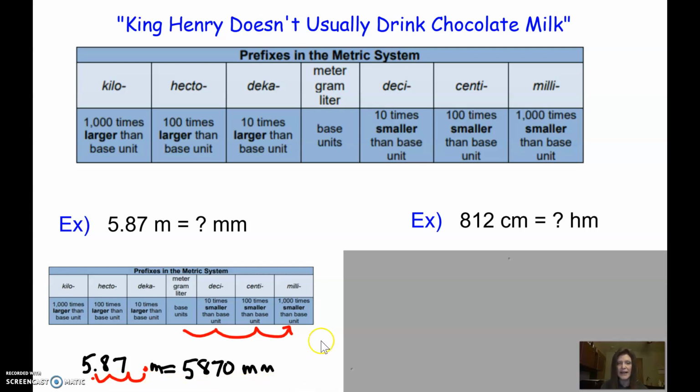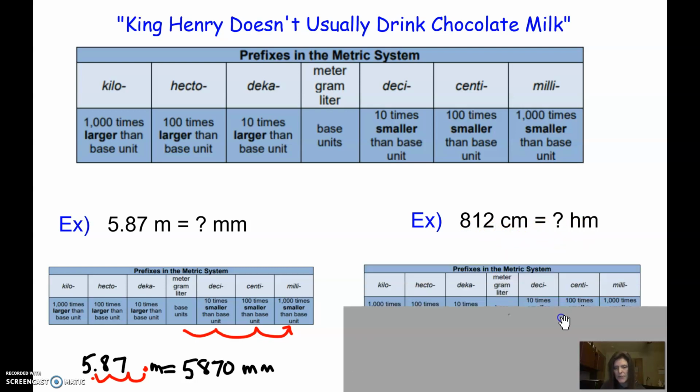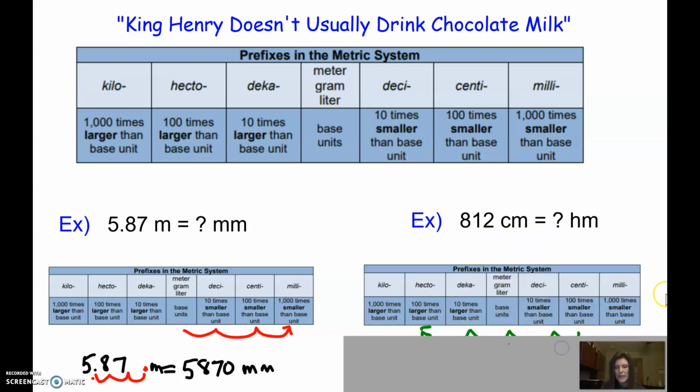That was pretty easy. I didn't have to do fractions or anything. Let's take a look at another one. How about 812 centimeters to hectometers? Well, we're going to do the same thing. Same chart, but this time we're starting at the centi and we're going up to the hecto.